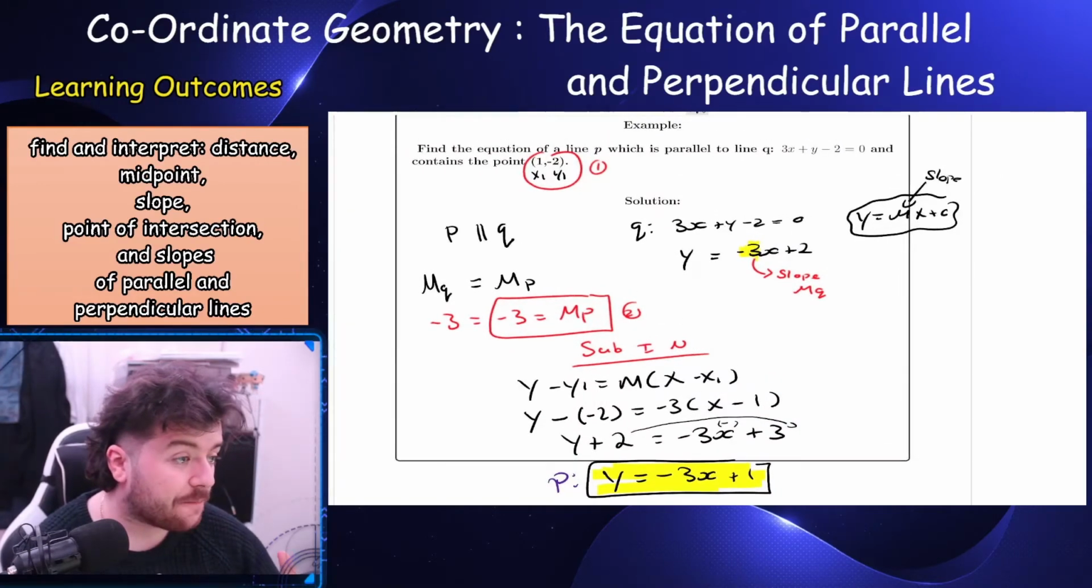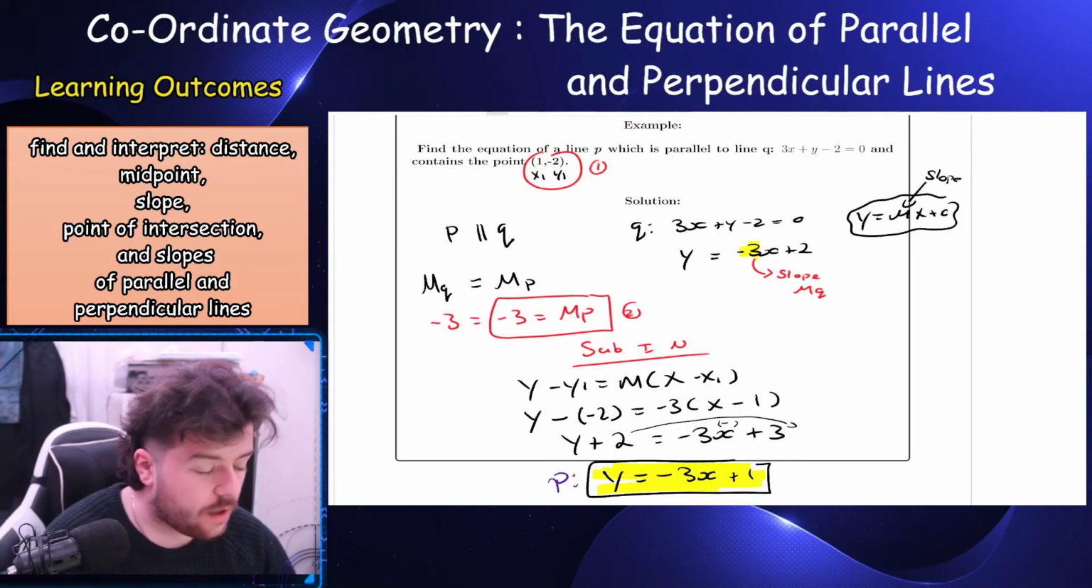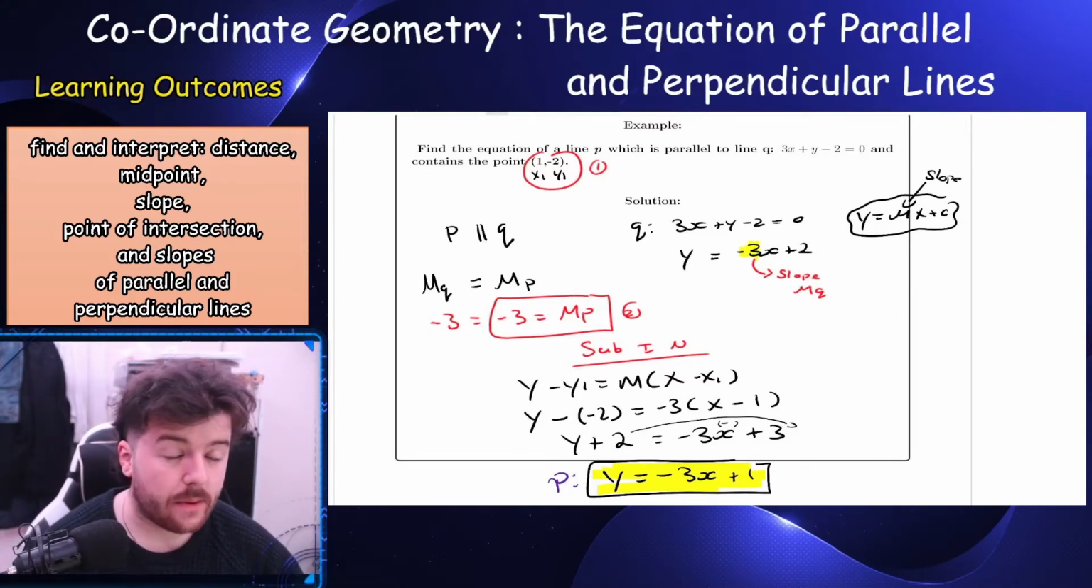And that's my answer. So that is the equation of line P, that contains the point (1, -2), and it is parallel to my line Q. So that's how you do it for parallel lines. You just have to remember parallel lines, slopes are equal.